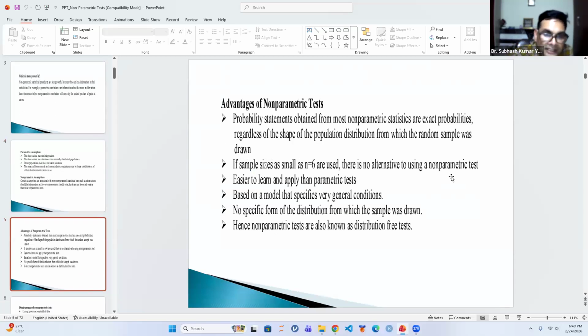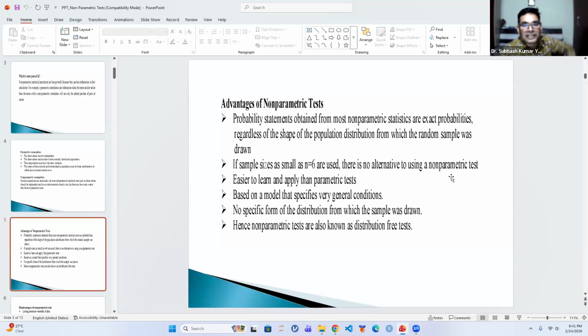Now, what are the advantages of non-parametric tests over parametric? A very important advantage is that whenever the population is small, even if the population is normally distributed and we have 6 or fewer observations, then we go for the non-parametric test.